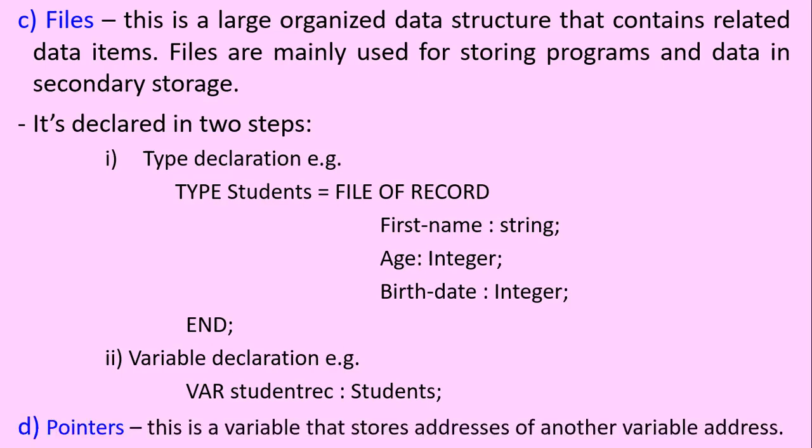The other data type is pointers. This is a variable that stores the address of another variable.